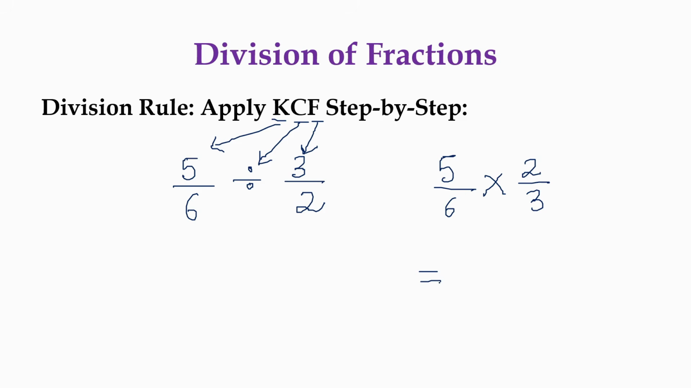So, simple as that. Now we got a multiplication sign in between. So that means we just need to multiply numerator with numerator and denominator with denominator. So our answer is going to be 10 by 18. Isn't that simple? You just need to remember the KCF, and then you'll be able to do your division of fractions very easily.